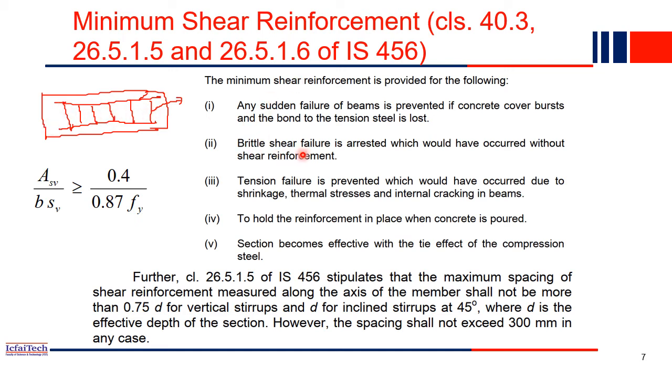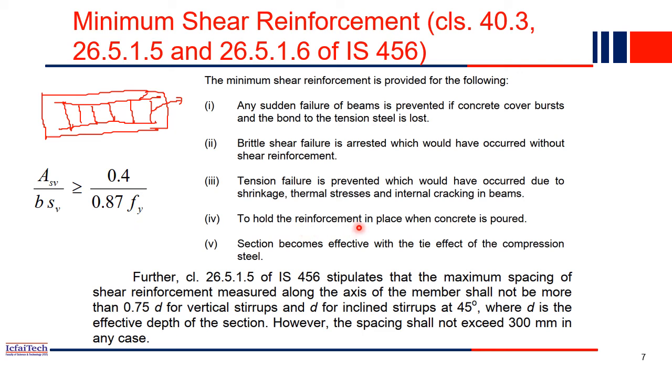Next is brittle failure is arrested. So concrete failure is basically brittle failure, right? Suddenly concrete will fail. But if you have these stirrups, the stirrups will basically bind the concrete in the middle of this span, and the brittle failure will be prevented to some extent. Similarly, the tension failure is prevented, which could have occurred due to shrinkage, thermal stresses, or internal cracking of the beam. All these failures.